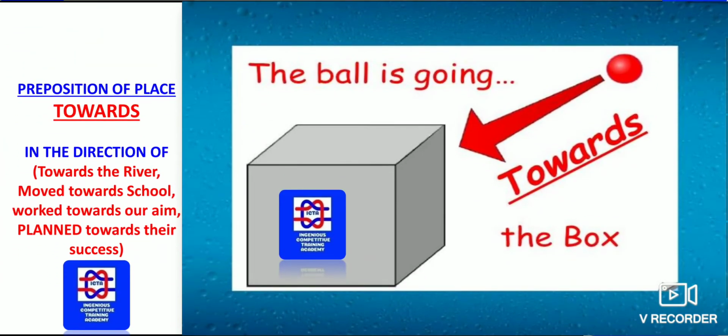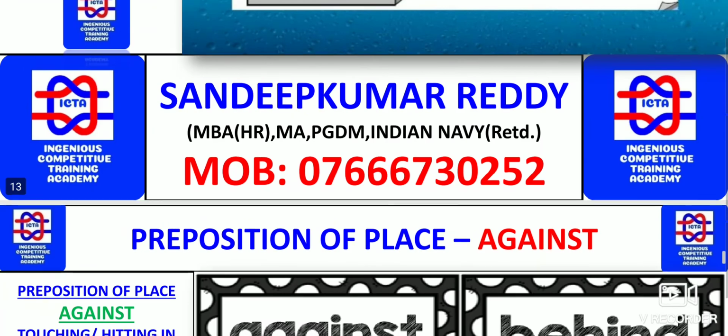Next we have the preposition of place, that is towards, in the direction of. We have to remember that towards means in the direction of: towards the river, moved towards school, work towards our aim, plan towards their success. Wherever towards is used, that is in the direction of something. So that has to be remembered.